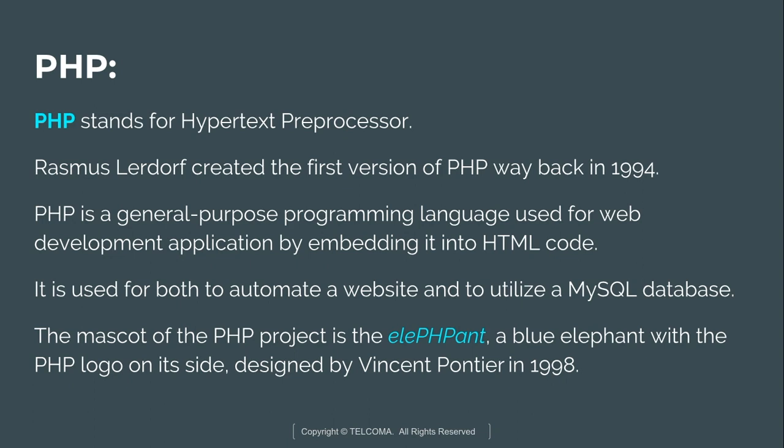PHP is a programming language used for web development applications by embedding HTML code with PHP code. The mascot of the PHP project is the elephant. It is a blue elephant with the PHP logo on its side, designed by Vincent Pouliot in 1998. This PHP logo is used to represent the PHP language.